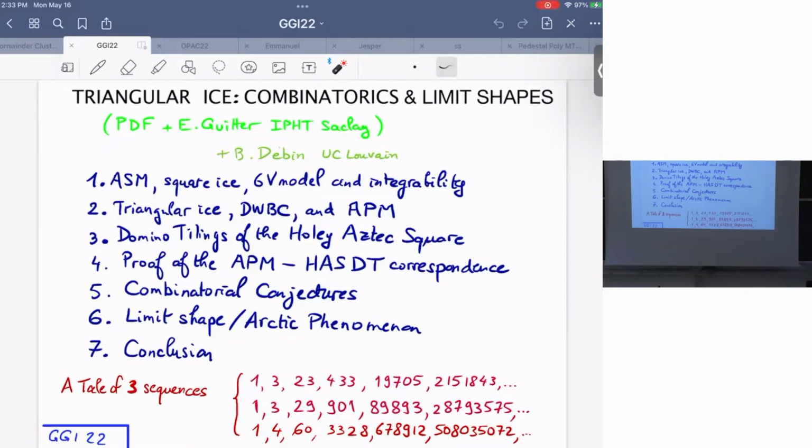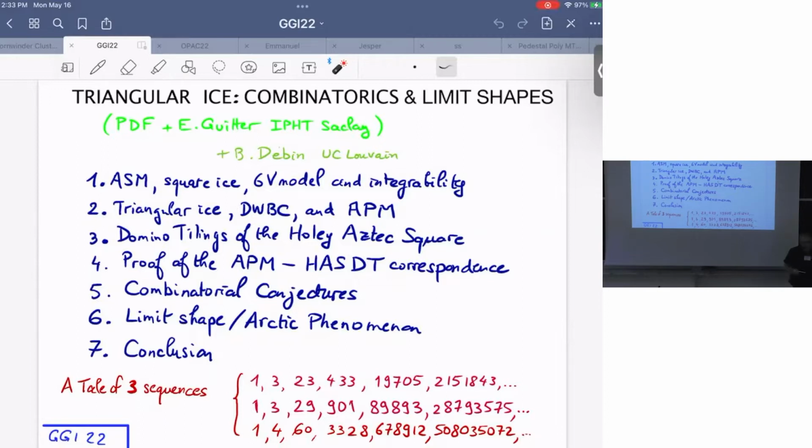So today I want to show you something I played with during the pandemic. So it's a pandemic project. And it's about trying to generalize the whole story of alternating sign matrices, the vertex model, and the use of integrability to the case of a triangular lattice. Okay, so that's the thing. It's not more than that.